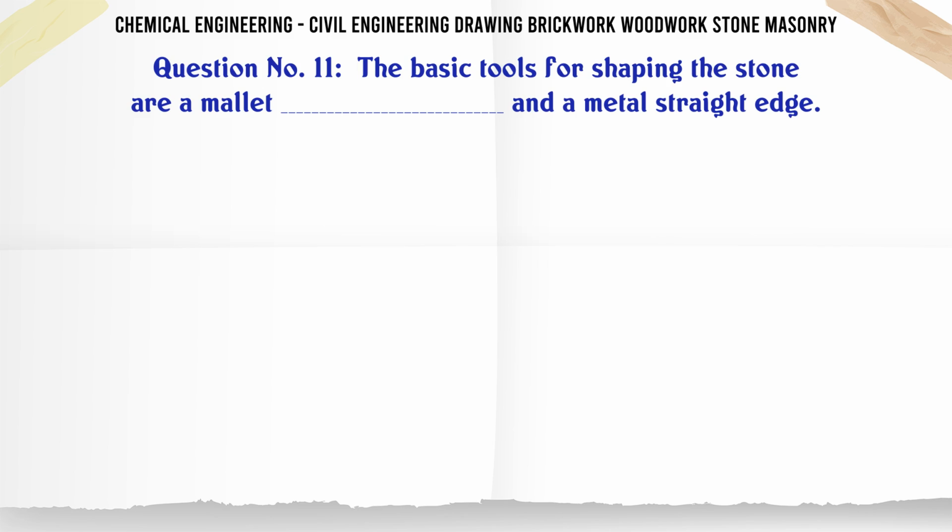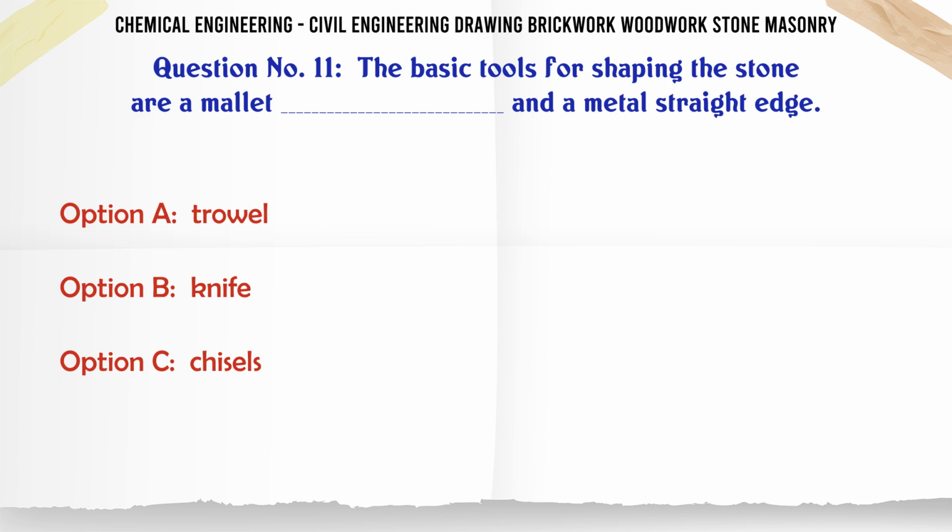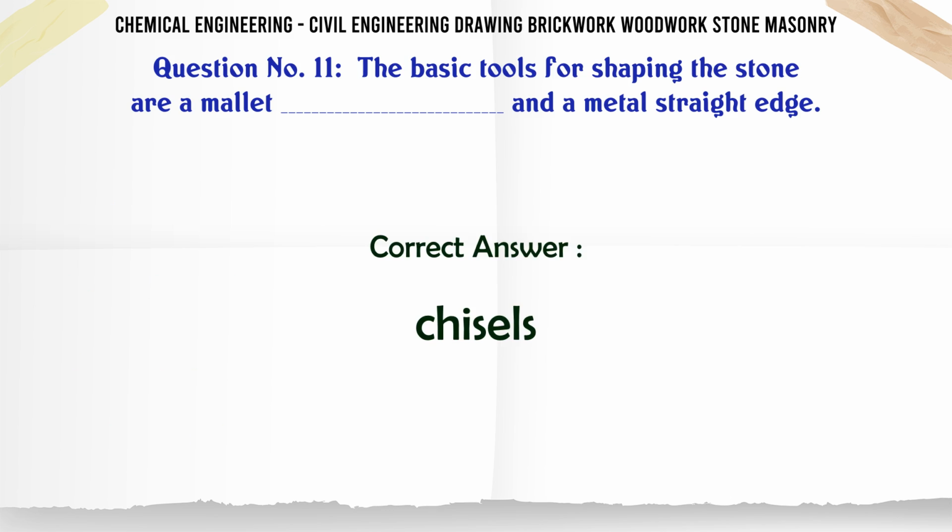The basic tools for shaping the stone are a mallet and a metal straight edge. A. Trowel. B. Knife. C. Chisels. D. Ruler. The correct answer is chisels.